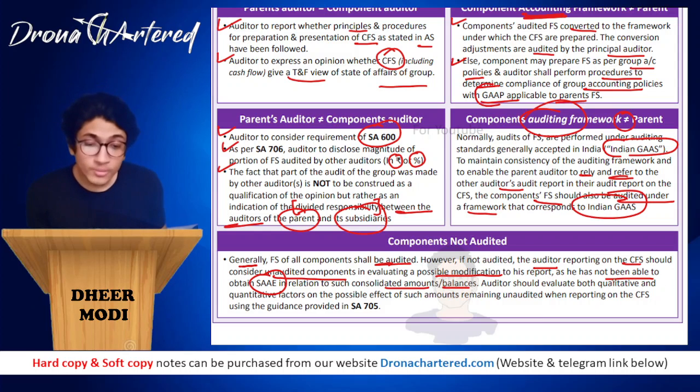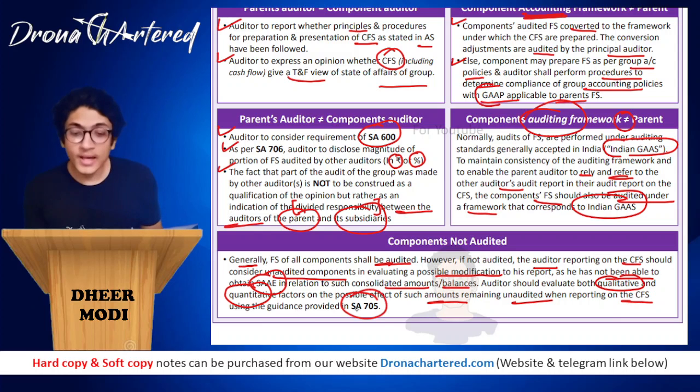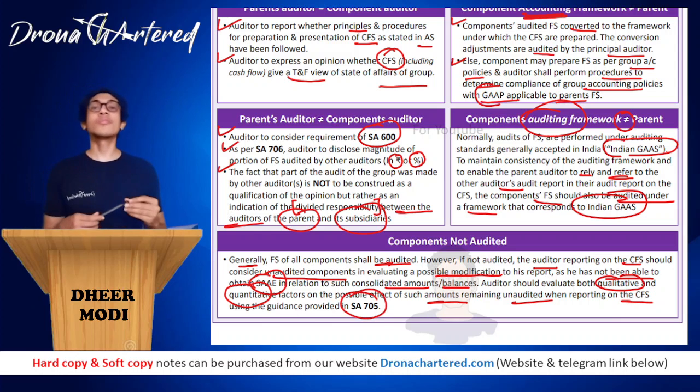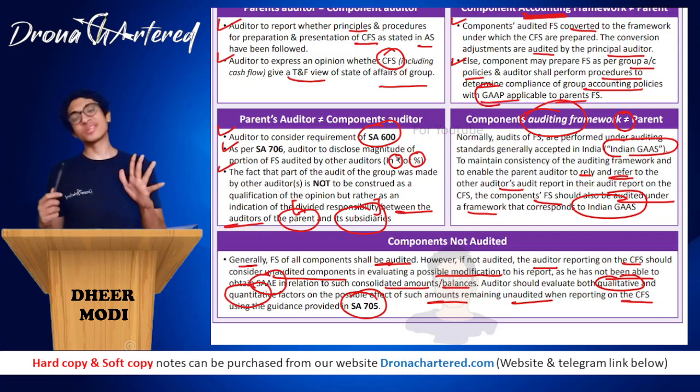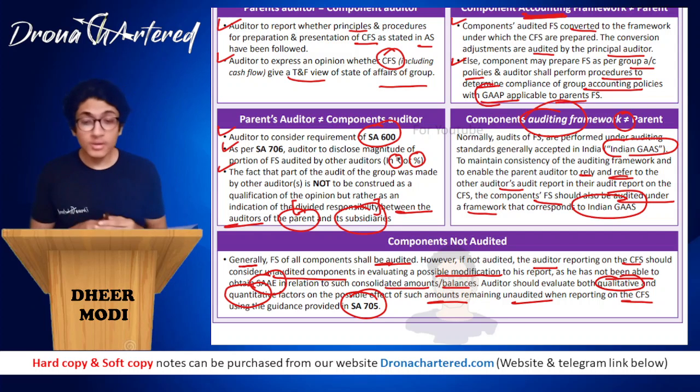Auditors shall evaluate both qualitative and quantitative factors on the possible effects of such amounts remaining unaudited when reporting on the CFS, using the guidance as provided in SA 705. So he may, based on his professional judgment, give a modification of opinion.